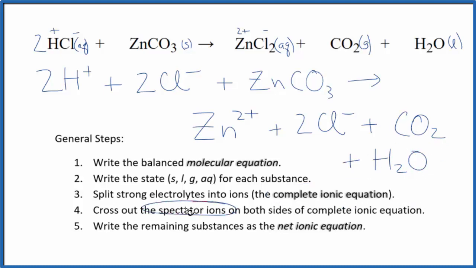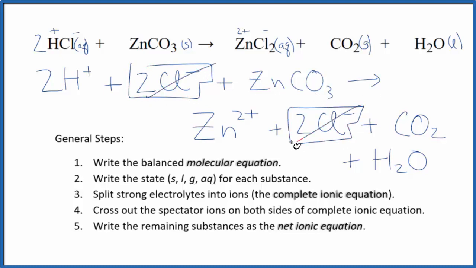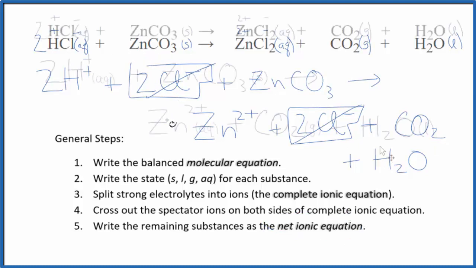Now we can cross out spectator ions. They're on both sides of the complete ionic equation. So I'm looking for things that are the same in the reactants and the products. So here in the reactants, I have 2 chloride ions, and I have that in the products. So we can cross those out. But everything else is unique. That makes this the net ionic equation for HCl plus ZnCO3. I'll clean this up and write the states in, and we'll have our net ionic equation.